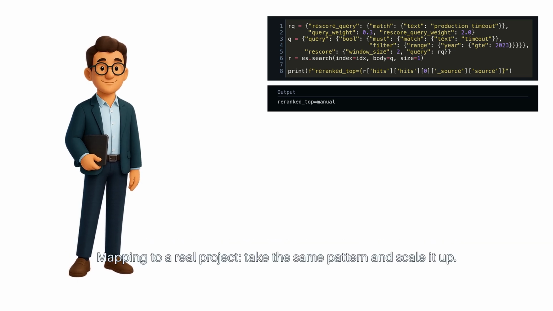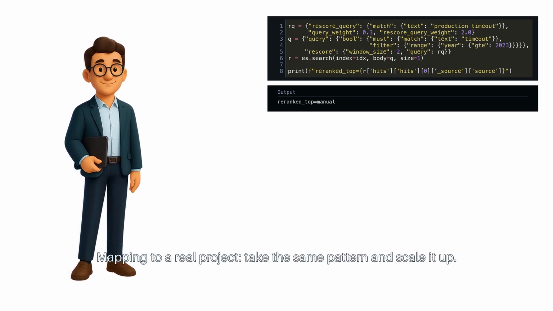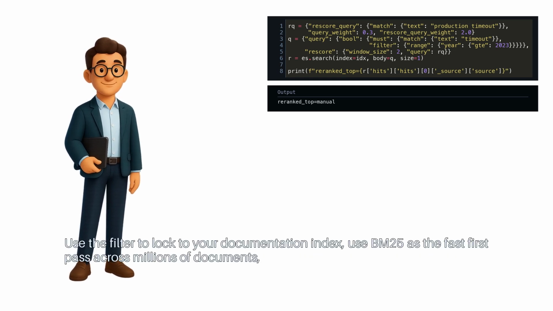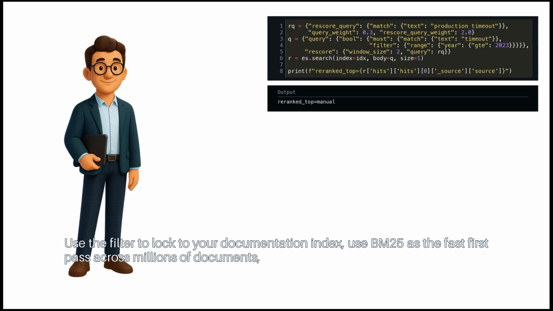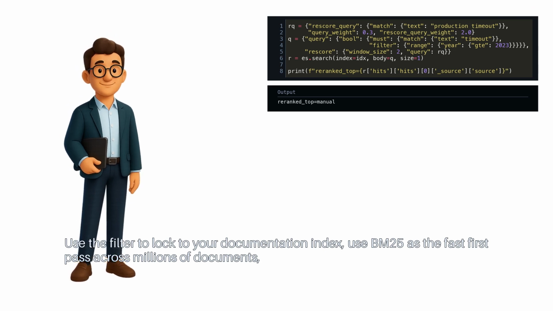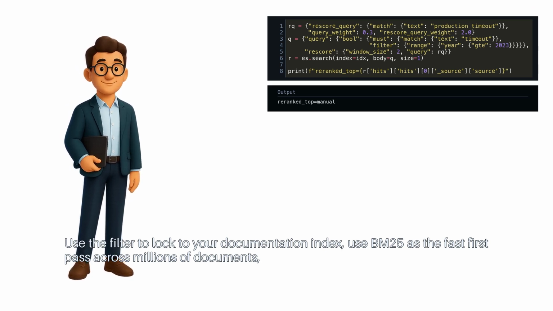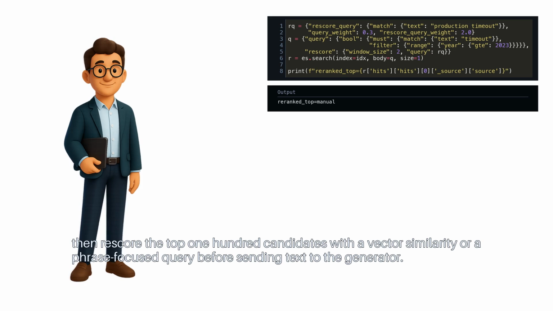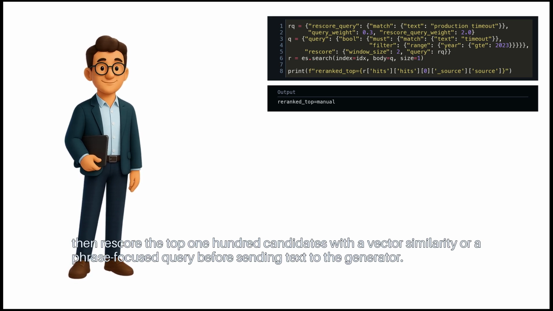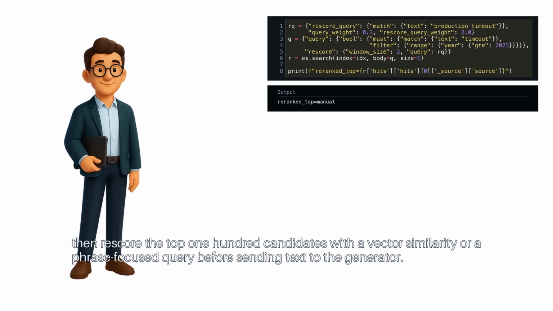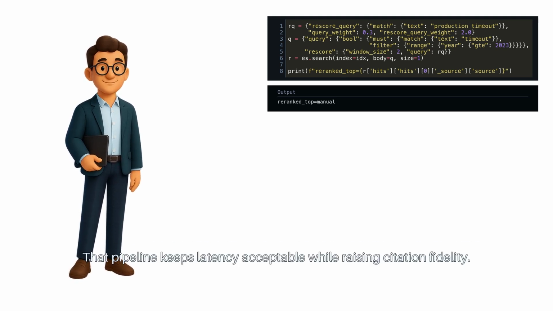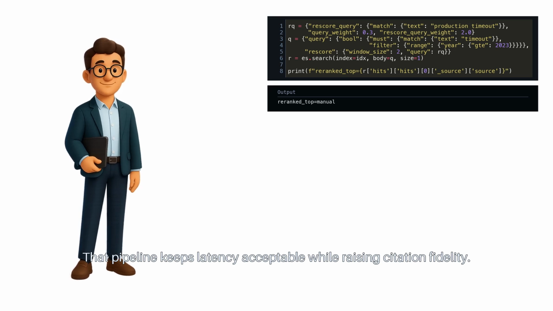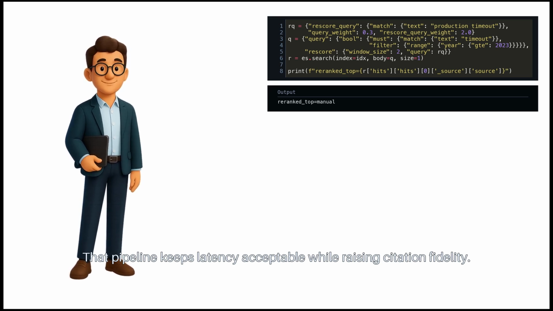Mapping to a real project, take the same pattern and scale it up. Use the filter to lock to your documentation index. Use BM25 as the fast first pass across millions of documents. Then rescore the top 100 candidates with a vector similarity or a phrase-focused query before sending text to the generator. That pipeline keeps latency acceptable while raising citation fidelity.